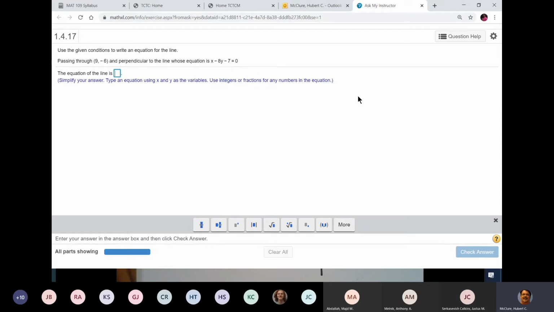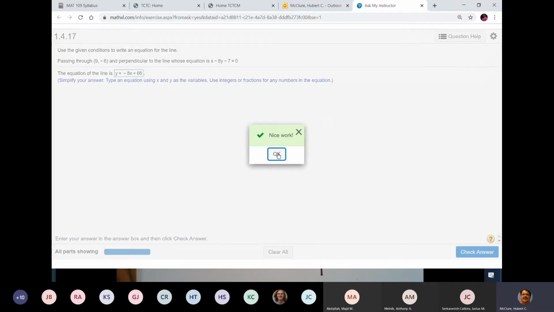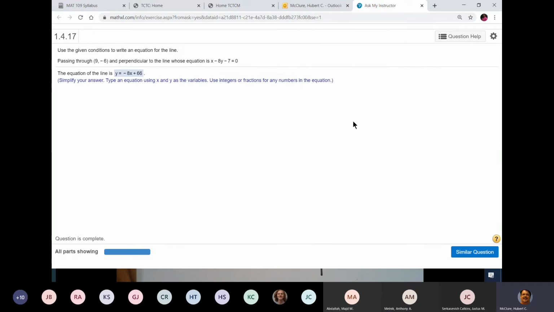We need perpendicular. That's negative y is equal to -8x plus 66. I don't know that 66 is right or not because y'all wouldn't talk to me. So it is. Yeah, that's right. Thank you. I appreciate it. All right, so that's that one.